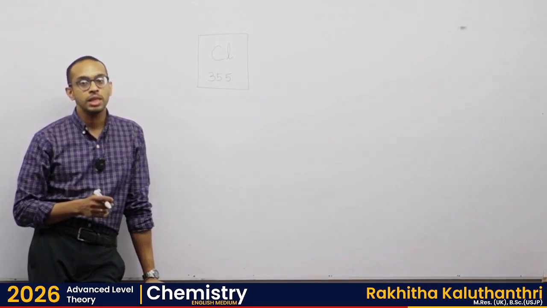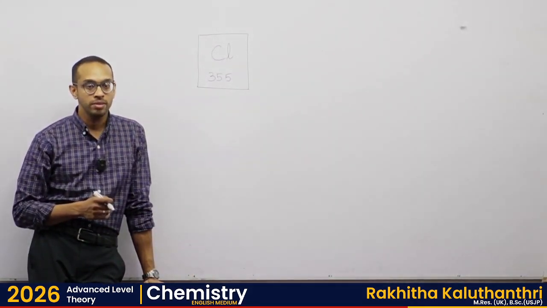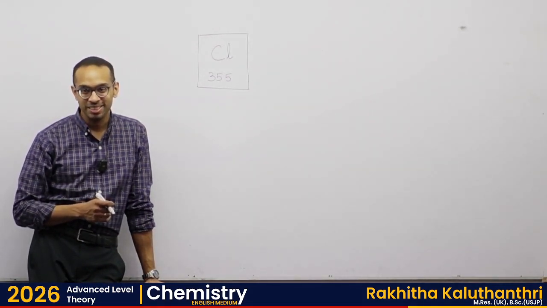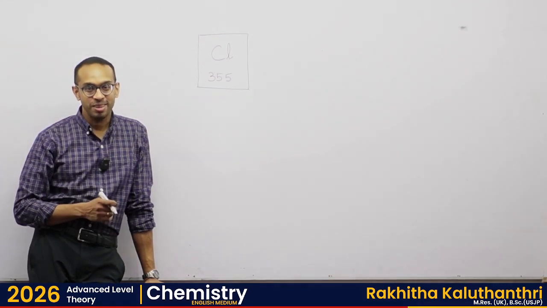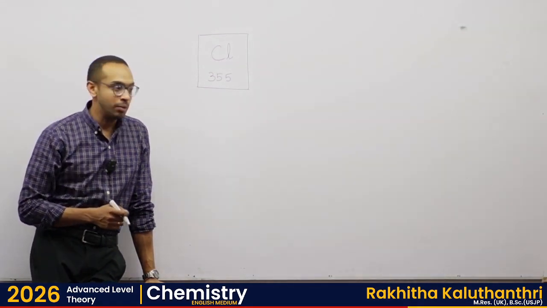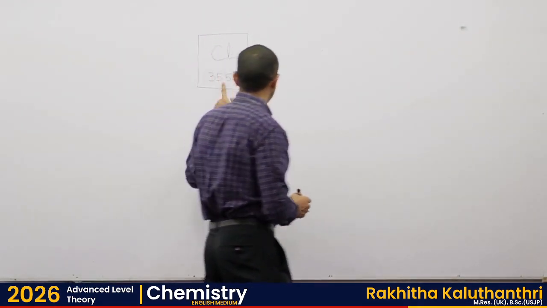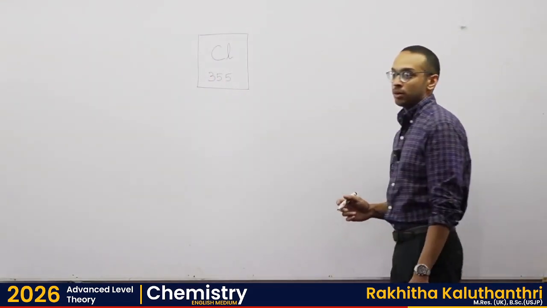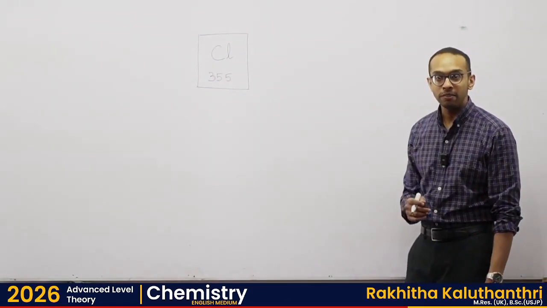Especially when it comes to O-levels at least. Have you noticed chlorine's relative atomic mass is 35.5? Right? Have you? I'm asking. Yes? Do a small nod. Yes, we have. Right? So what does that mean? Does that mean chlorine has a new isotope that has a relative atomic mass of 35.5?